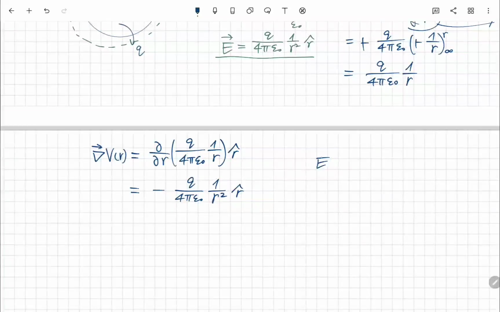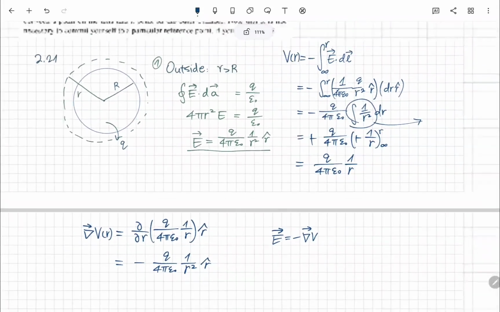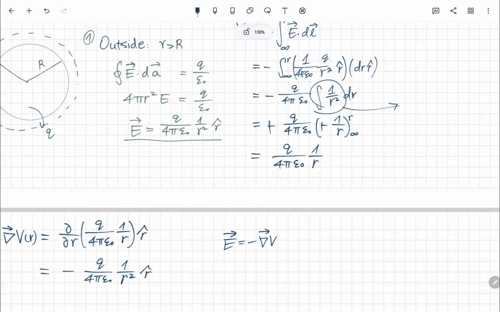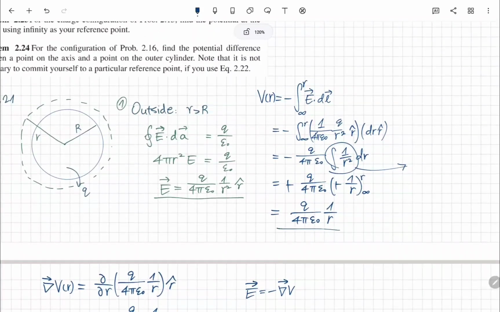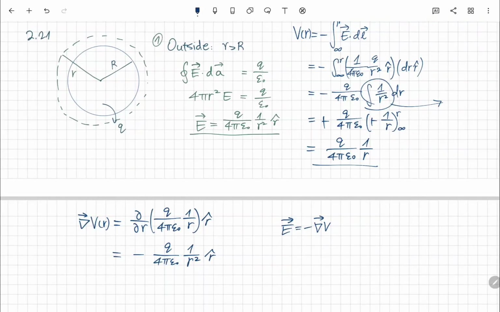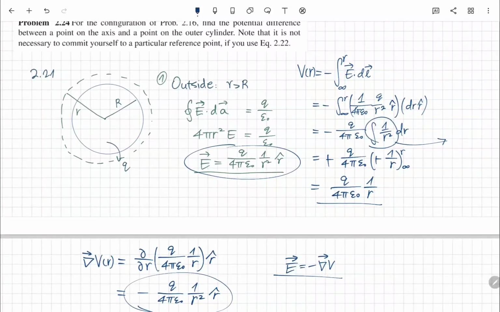According to this relation, we know that our result for the potential in this case is correct, because this corresponds to this via this relation. So we're done with the outside case.